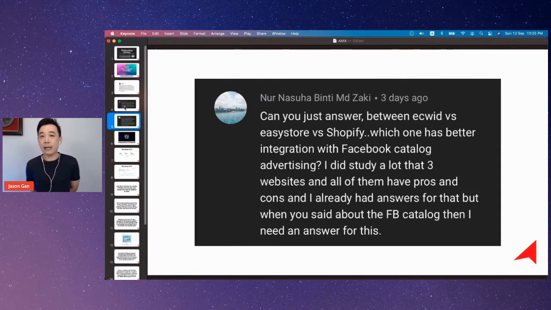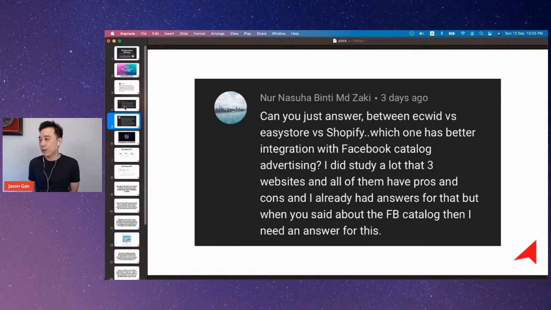So I like this kind of commanding questions. So she just came in and said, can you just answer between Ecwid, Easystore, and Shopify, which one has better integration with Facebook catalog advertising? You did study a lot. The 3 websites, all of them have pros and cons. You already had the answer.